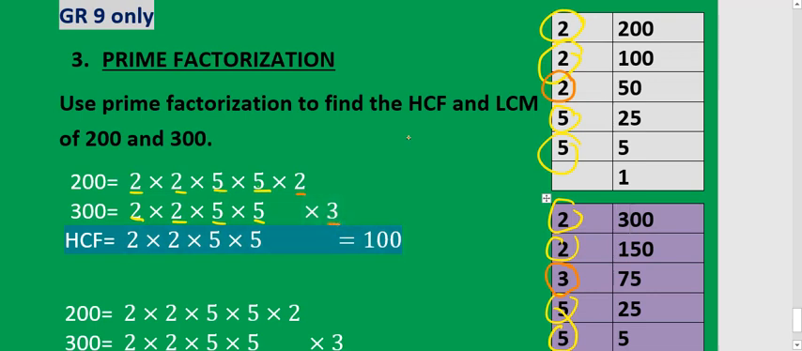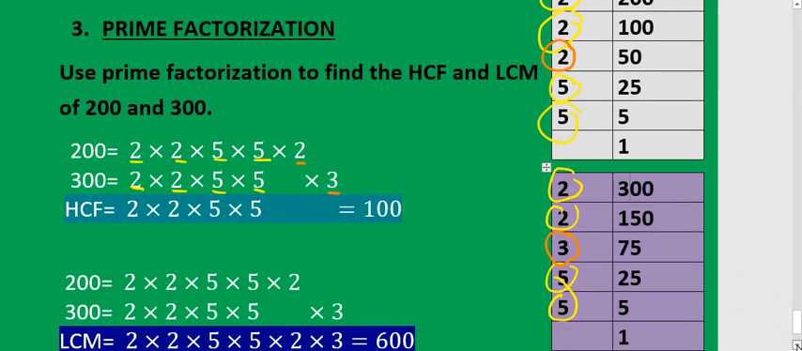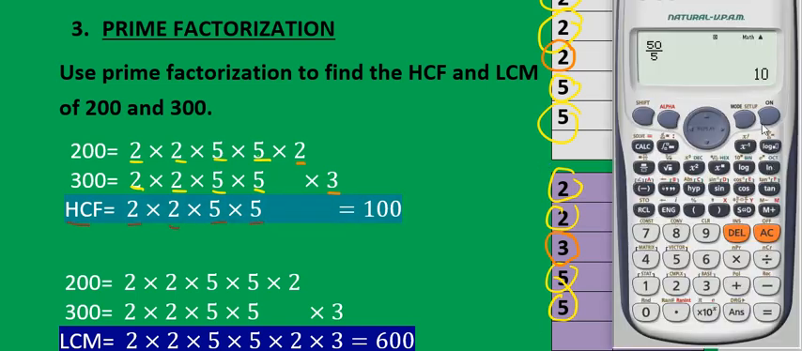So very, very easy to do this now. Once you've listed all the ones that they have in common first, and then the ones that they don't have in common at the end, then for the HCF, very important, for the highest common factor, when you use prime factorization, you only multiply what they have in common. That 2 they have in common, that 2 they have in common, that 5 they have in common, and that 5 they have in common. So you only multiply those factors that they have in common. So 2 times 2 times 5 times 5. This gives us 100.